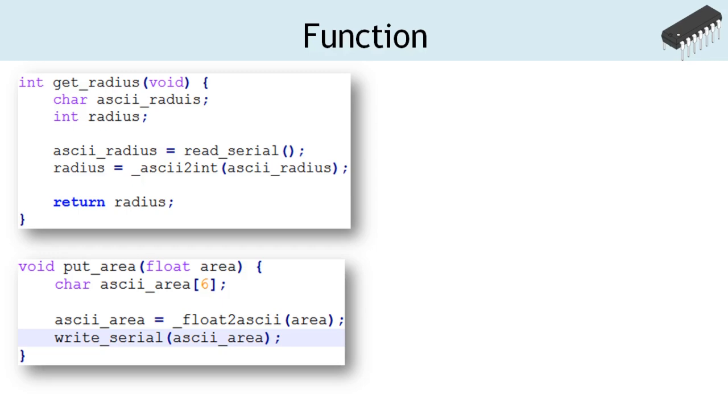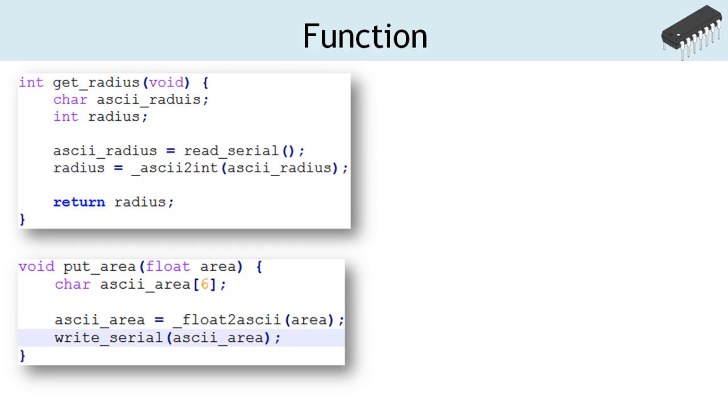get_radius reads the radius from the user interface, converts the data in ASCII format to an integer, and returns it to the calling function. The function does not receive any information from the calling function, hence void in the place of the argument list. put_area gets the area from the calling function but returns nothing. It converts the area in float to ASCII representation and writes data to the user interface.